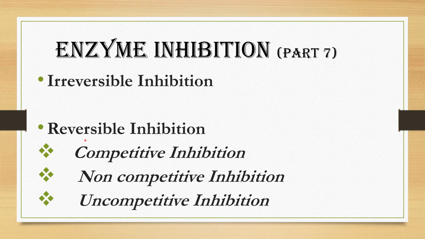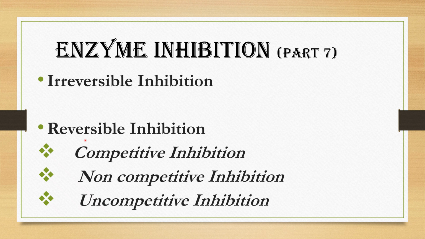Now let's understand what is happening during non-competitive inhibition. During non-competitive inhibition, the non-competitive inhibitor is binding to the enzyme on the allosteric site. So here the inhibitor is binding not to the active site but to the allosteric site of your enzyme, leading to a conformational change in the structure of your enzyme, so that your substrate cannot bind to the active site and the reaction cannot take place.